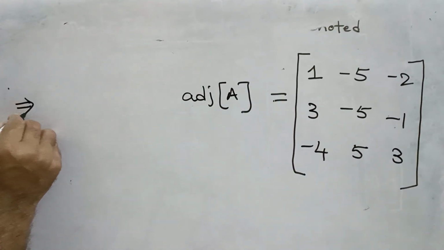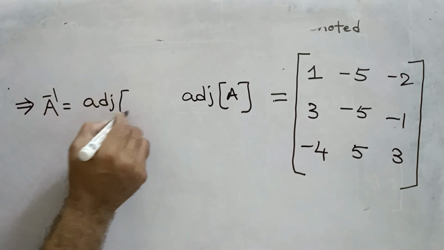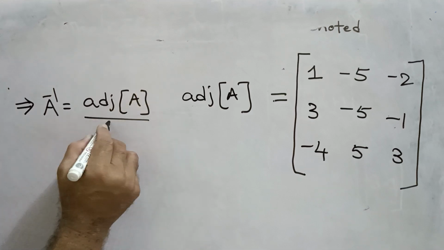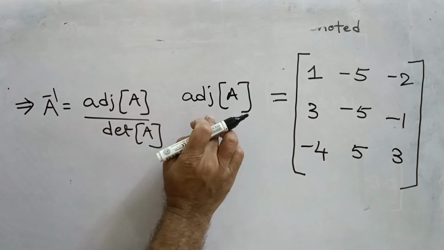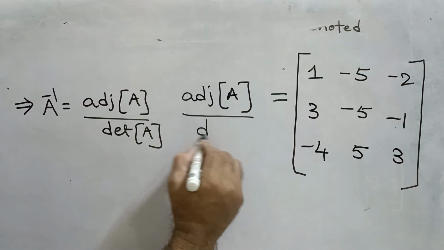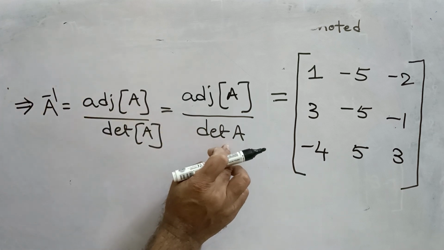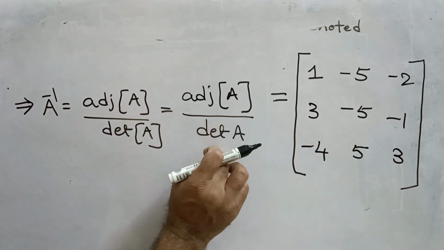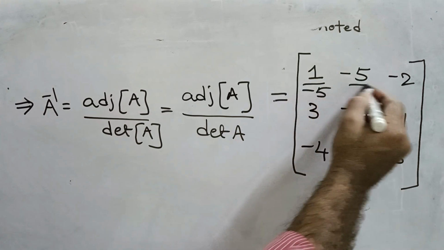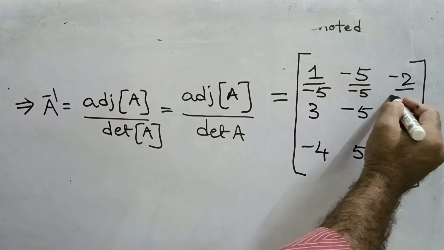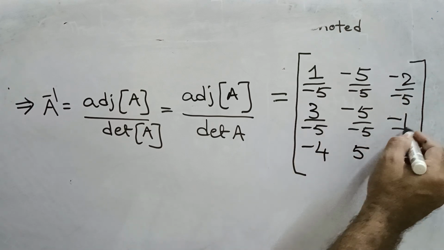Then what is A inverse actually? A inverse is equal to adjoint A by determinant of A, det A. That's it. What is det A? It is minus 5, we already obtained. Dividing by minus 5 means all these elements must be divided by minus 5. You have to simply divide all these elements by minus 5. That is the meaning of it.